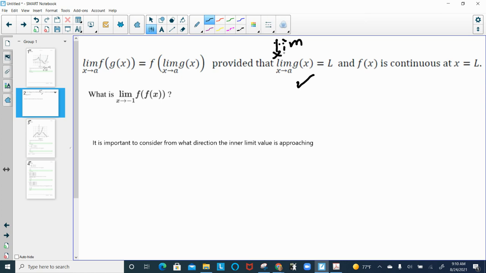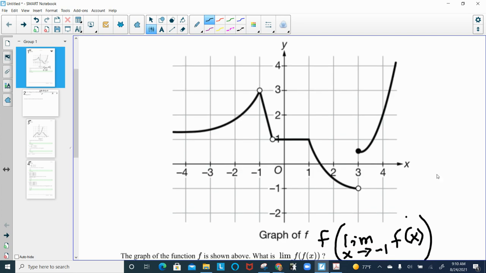So the limit as x approaches -1, now ours was f of x, so I'll just write f of x, was 3. And f of x is continuous. What's this L value? At 3, right? We lose on this condition. That limit, that L, that 3, if we look, it is not continuous at 3.